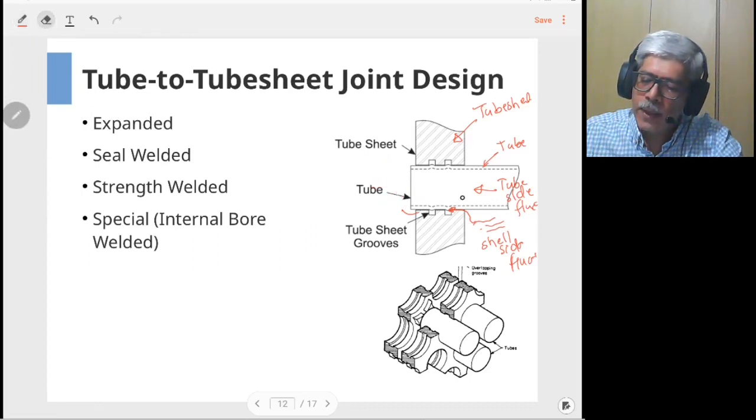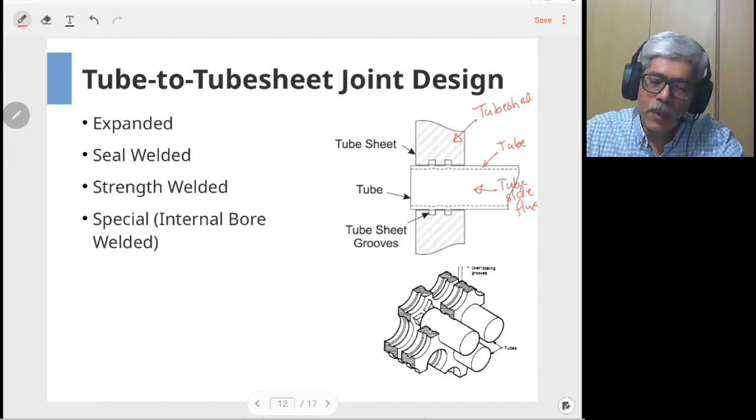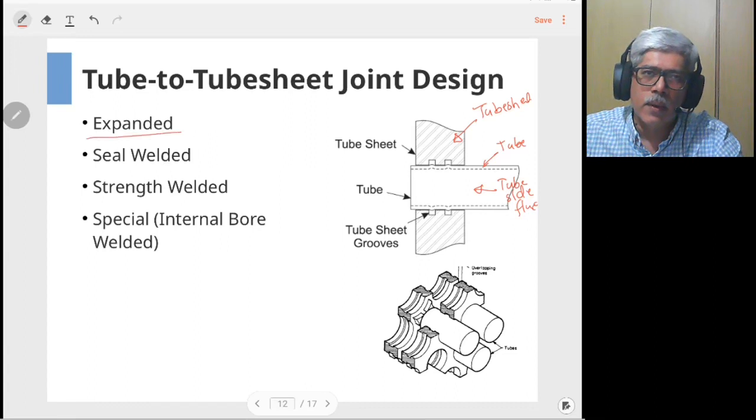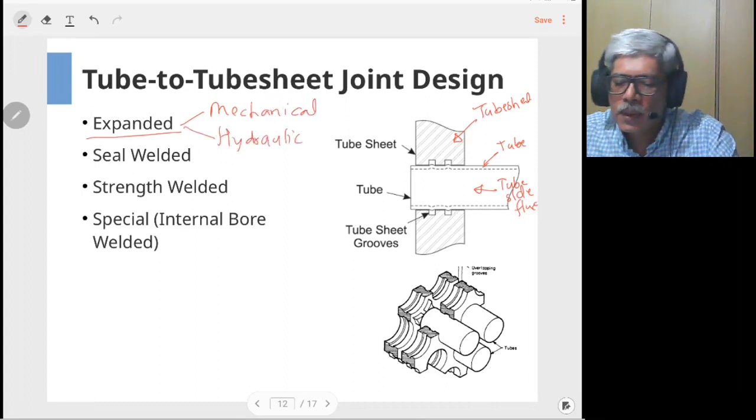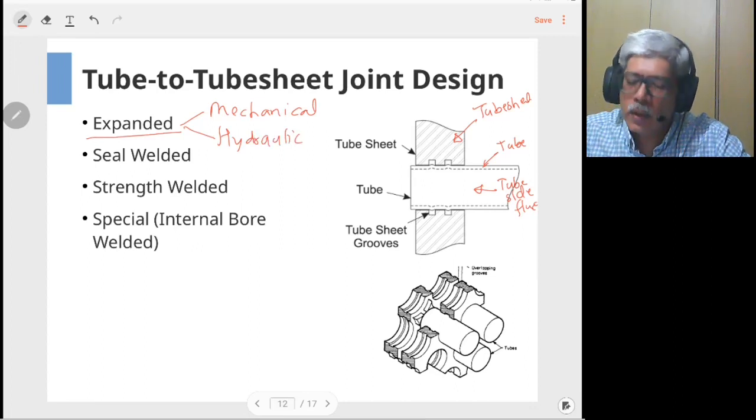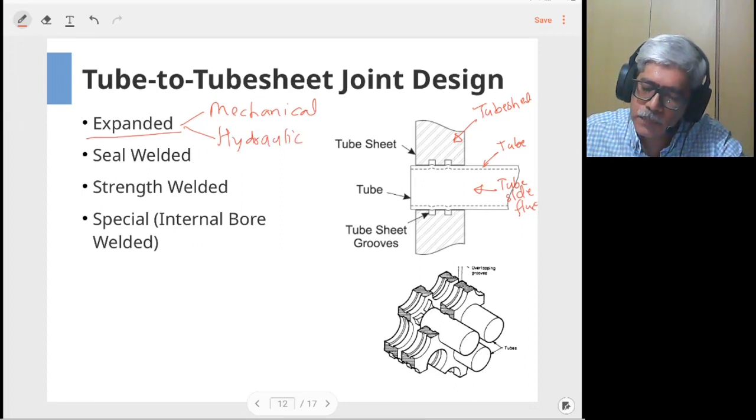There are different types of design depending on the requirements. The one which is most economical, or least costly of them, is known as the expanded joint. This expansion could be mechanical expansion. So you have mechanically expanded joints or you have hydraulically expanded joints.